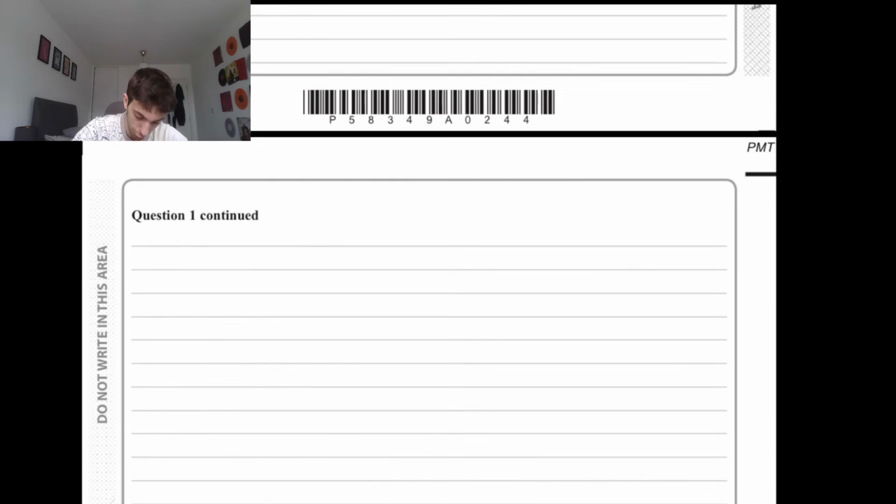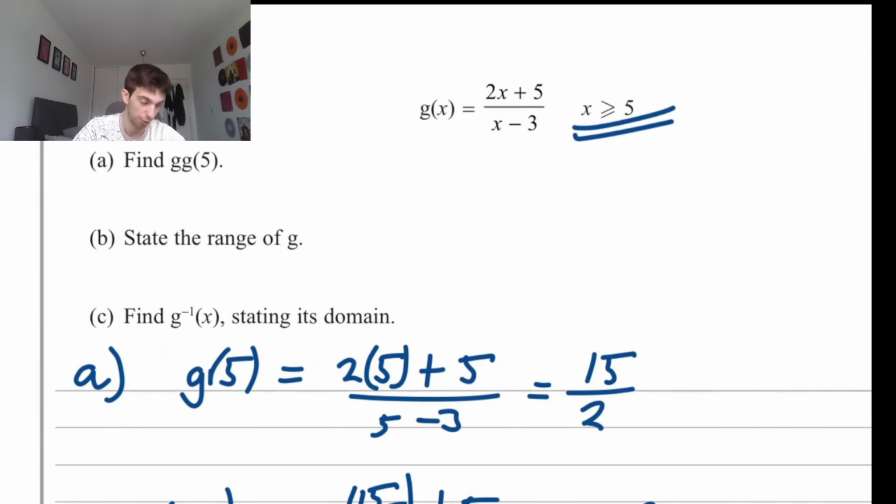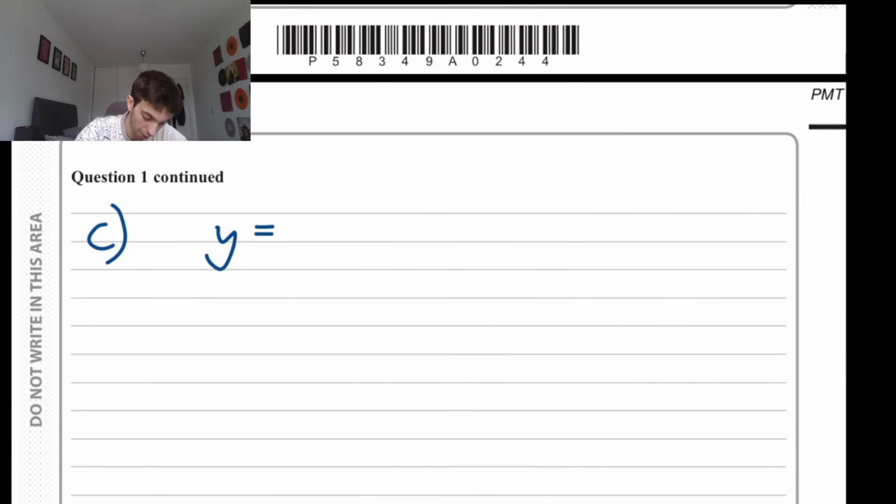So now moving on to part C. What do we have to do for part C? I believe it is, find the inverse function of g, inverse g, stating its domain. So first things first, we have inverse of g. Currently our g of x, we have that y equals (2x + 5) over (x - 3). What do we do when we find the inverse?